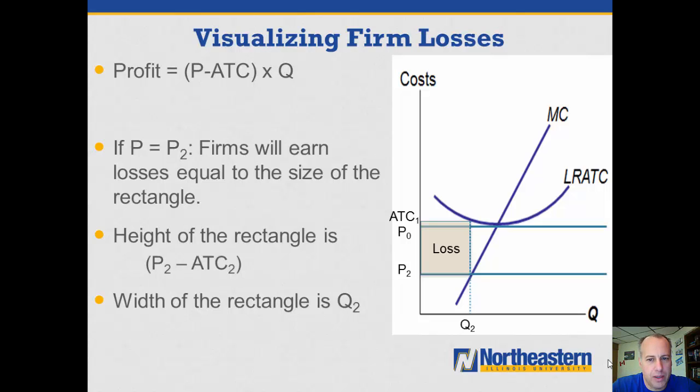associated with that quantity. That's the amount they're losing on each unit, times Q2, which is the amount that they're producing. So the height of this is a negative, which reflects the fact that on each unit they lose money. And the width of this is Q2. So the rectangle, the area of the rectangle, height times width, represents the loss of a firm in a perfectly competitive market.